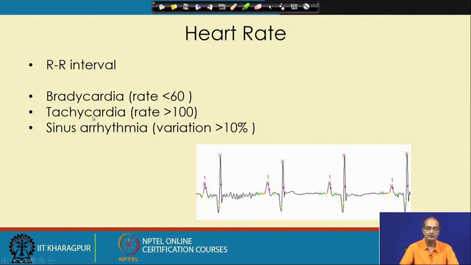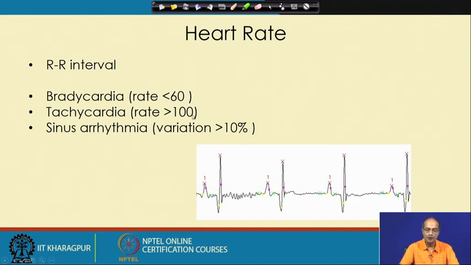However, if it becomes very slow, if it is less than 60 per minute, we call this bradycardia. This is a state which is not desirable. What could be the problem in this case? If the heart is not pumping at a sufficient rate, the cells in the body may starve of oxygen and glucose.